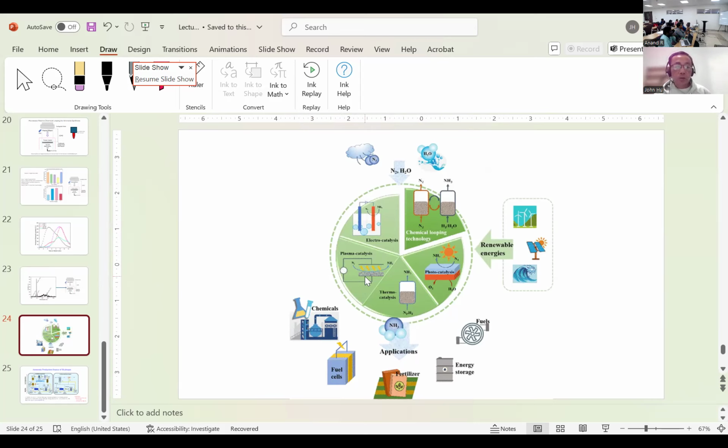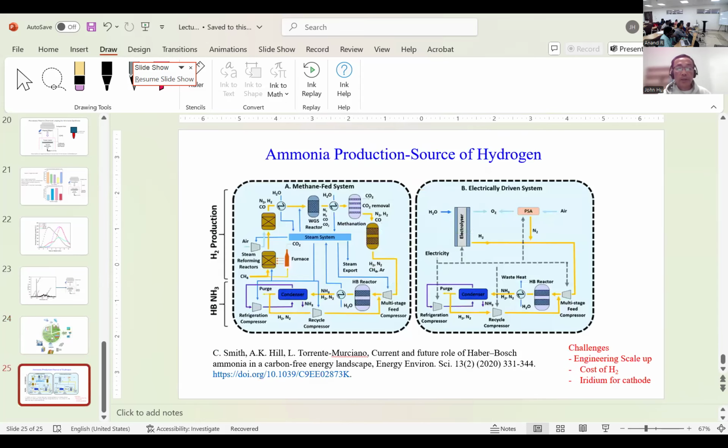So tomorrow we are going to shift gears from the surface reaction or bulk reaction, chemical looping, to the system engineering. In system engineering, we have to look at the overall economics. Okay, and this is the Haber-Bosch process on the left hand side.